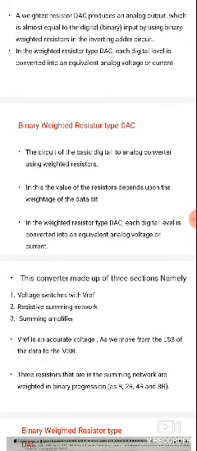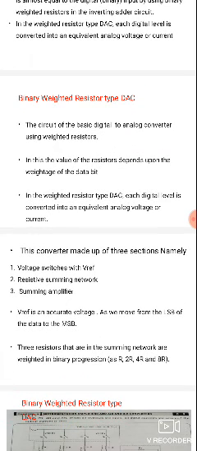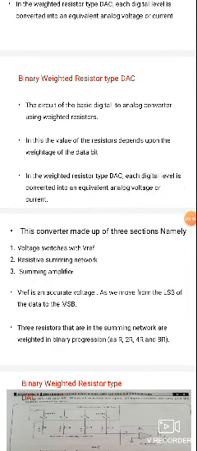In the weighted resistor DAC, each digital level is converted into an equivalent analog voltage or current. So each binary input is converted into its relevant, equivalent analog output. That is, each digital value is converted into an equivalent analog voltage or current. The analog voltage or current is the output of the binary weighted DAC. The inputs are binary numbers, 0 and 1.